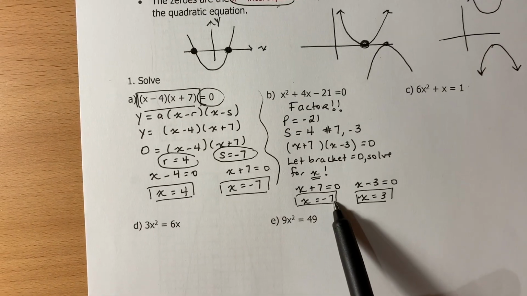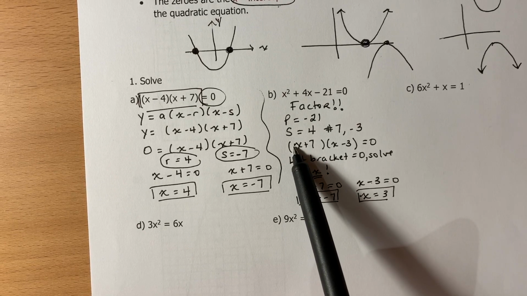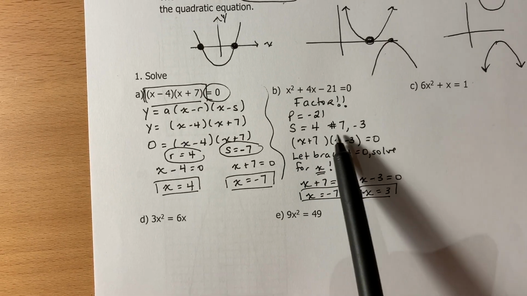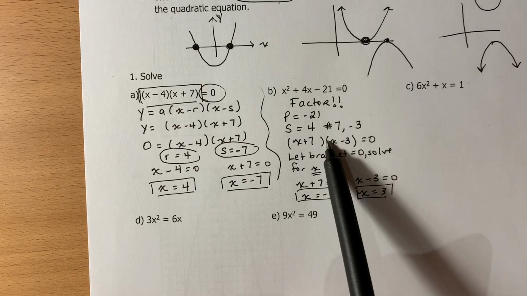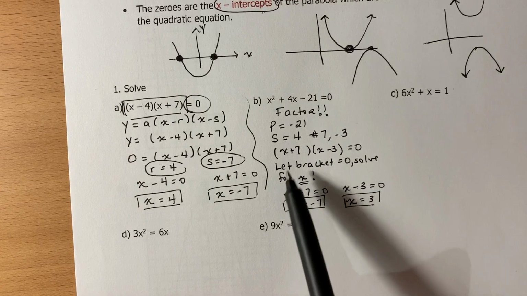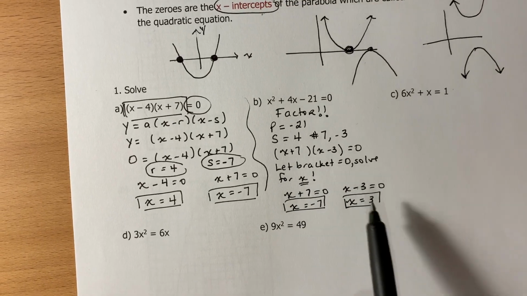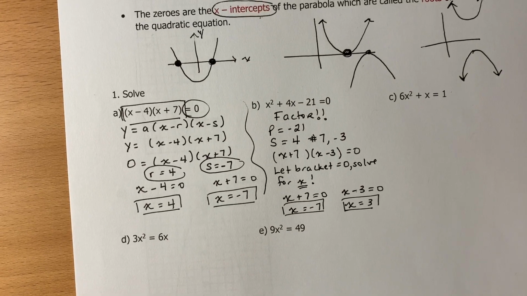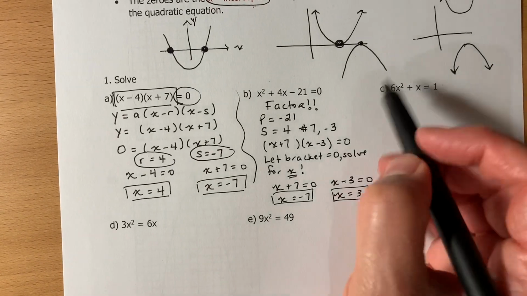x-intercepts. If I sub negative 7 here, I get negative 7 plus 7, so I get a 0 here. I would multiply it by this number here, which would be negative 7 minus 3, negative 10, 0 times negative 10, I get 0. And the same idea here, this bracket would become 0. Okay, these are our x-intercepts. Let's look at this one.